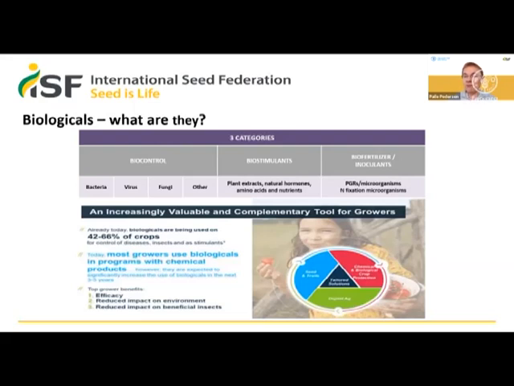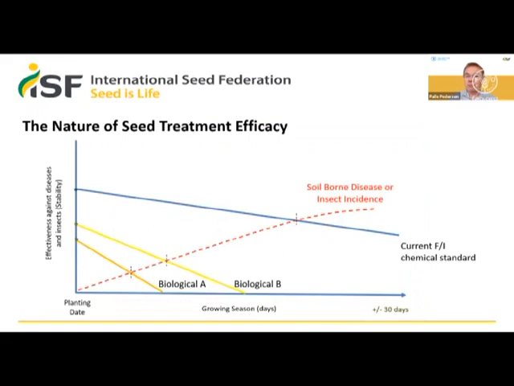And the example is here in this diagram. If you see the red line going from the bottom left to the top right, this is the incidence of, for example, diseases and insects. On the x-axis, this is the growing days, so over time, up to 30 days. And on the y-axis, you have what we call efficacy or stability of the product. So over time, your insects and your diseases will build up in the field.